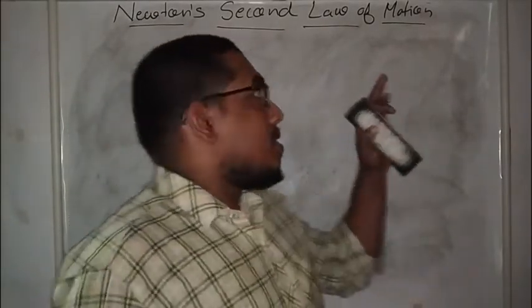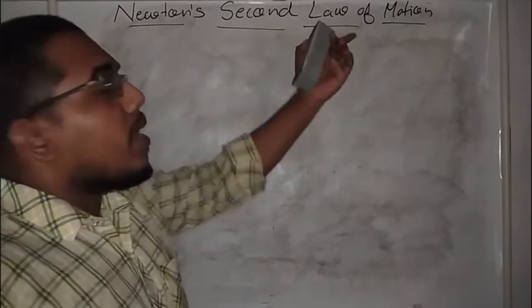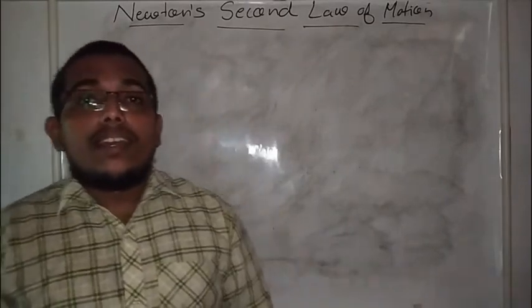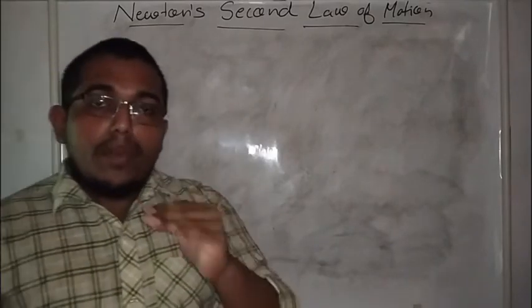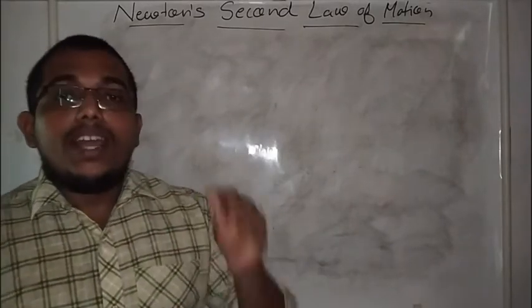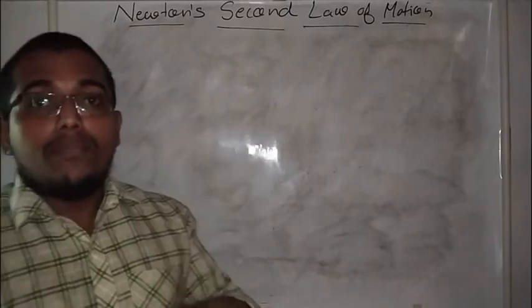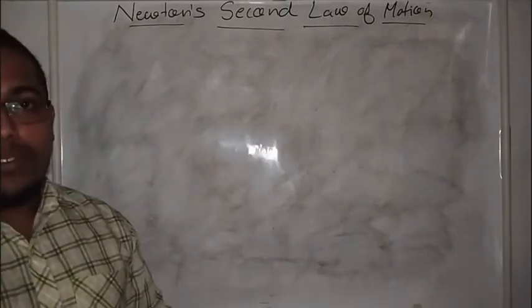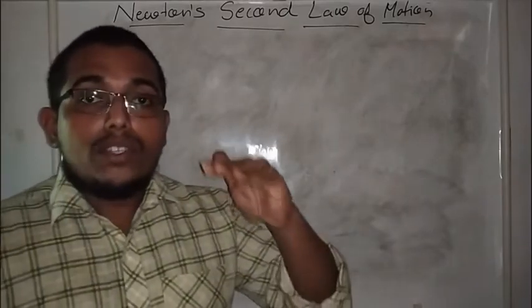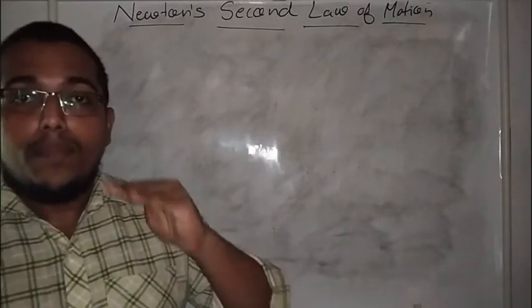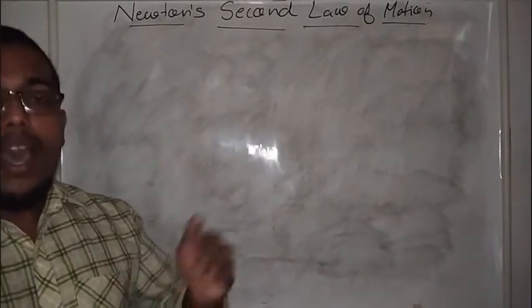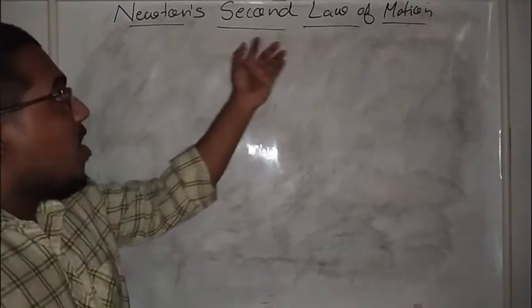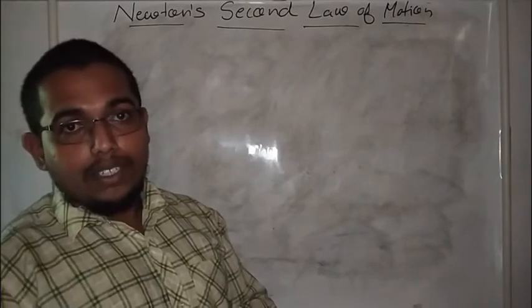Today we want to discuss Newton's second law of motion. By definition, we can say that the rate of change of momentum of a body is directly proportional to the applied force and it takes place in the direction of applied force. Once again, the rate of change of momentum of a body is directly proportional to the applied force and it takes place in the direction of applied force. That is what we call Newton's second law of motion.